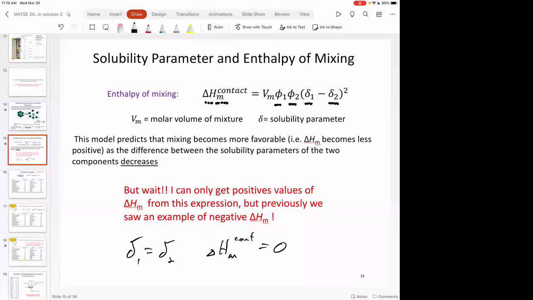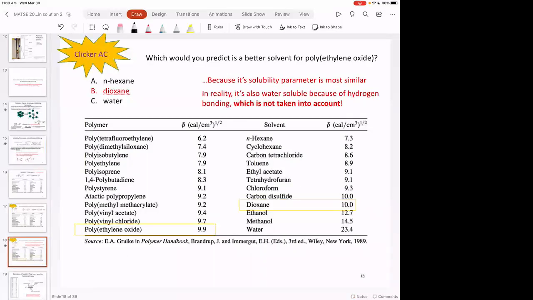And this is a quantitative understanding of the idea that like dissolves like, right? So we look for similar solubility parameters to tell us what polymers might be soluble in what solvents, or what solvents might be miscible with each other. And so we can look at this and say, okay, I think that toluene and ethyl acetate will actually form a homogeneous mixture.